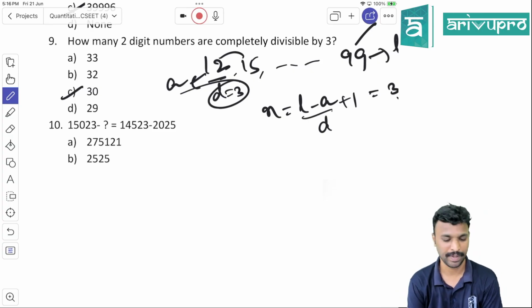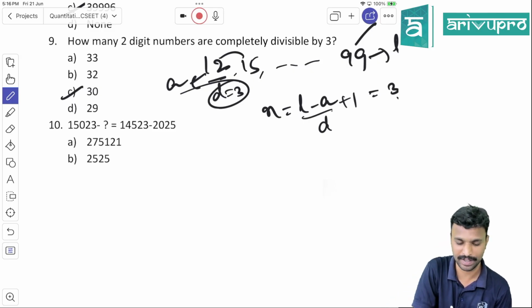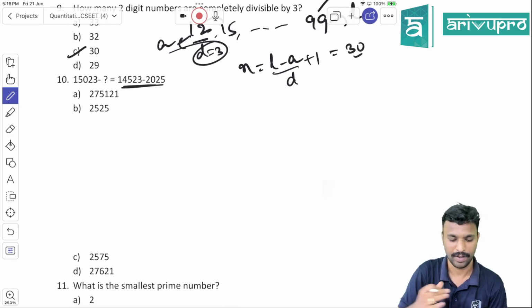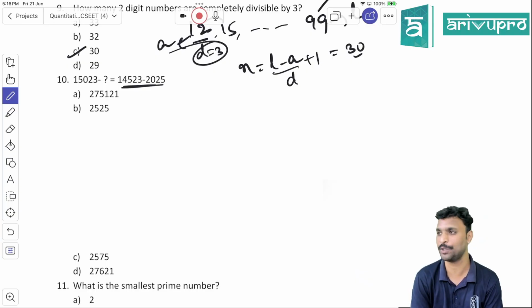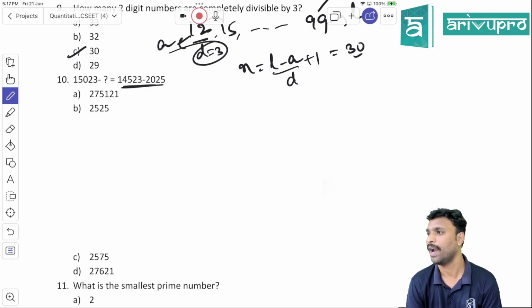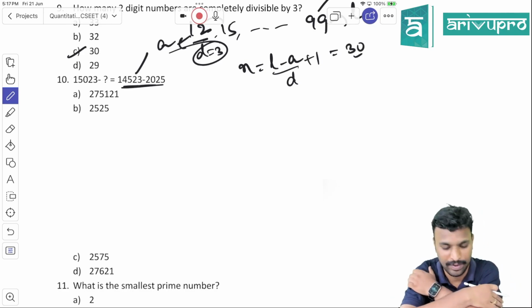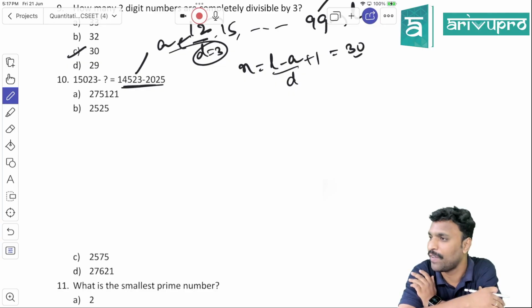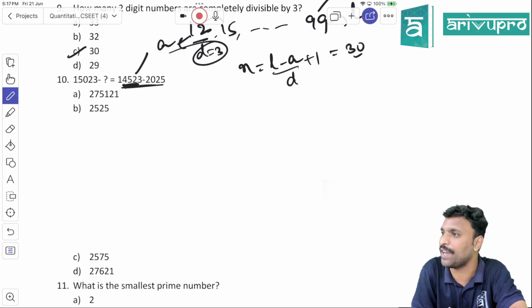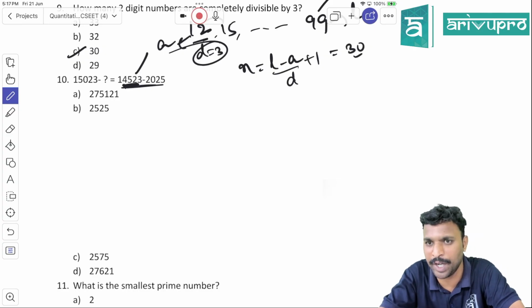Look at the next question. 15,023 minus what is 14,523 minus 2025? First of all, what is 14,523 minus 2025? 2025 you have to subtract from 4,525, just imagine. From 4,525, if you subtract 2025, what is it?